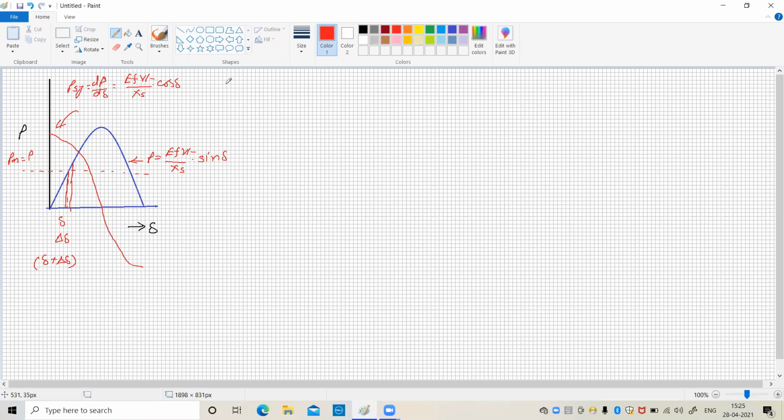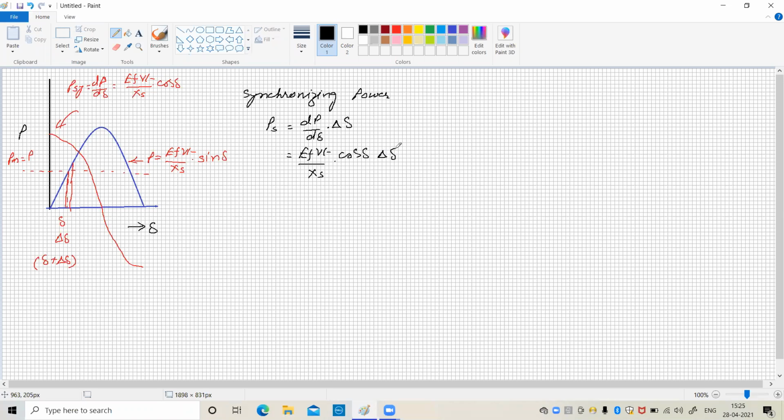So the synchronizing power under such condition may be written as PS equals synchronizing power coefficient dP upon d delta into delta del. There is a minute change in angle delta. So which is equal to EF Vt upon XS into cos delta into delta del.